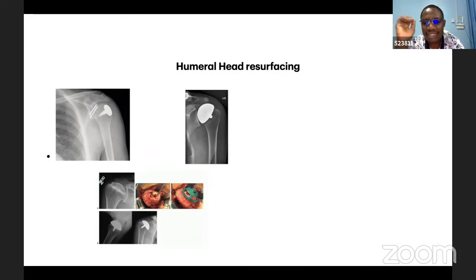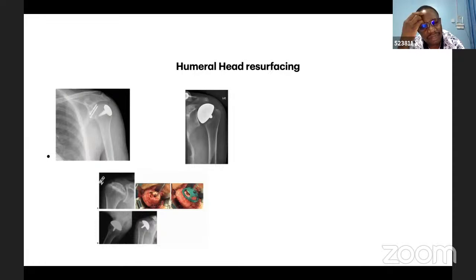So you need to understand the size of the head that you want to use to resurface. Make sure that you do not lateralize the humerus so much that you may not be able to repair the rotator cuff. You must have an intact rotator cuff, of course, to do this kind of procedure. There are also several companies that have these resurfacing implants. Arthrosurface, I think.